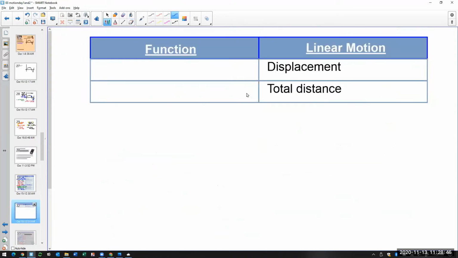Okay, the last two are displacement and total distance. Displacement, I think, is pretty easy. The only problem you'd have here is if you forgot the formula, okay? It's just your final position minus your initial position. And it can be negative, so make sure you know. If it's negative, you have to leave it negative.